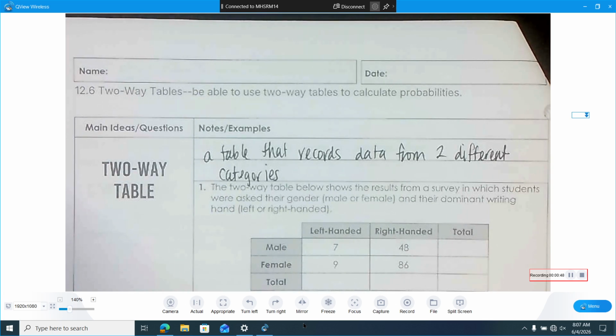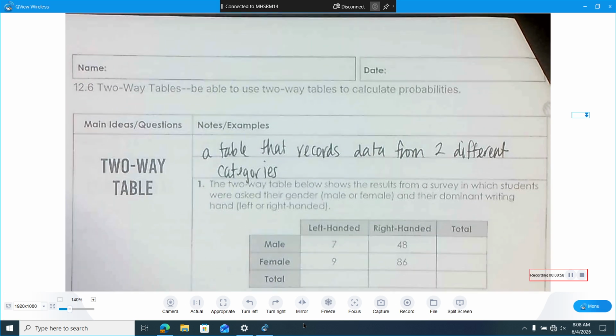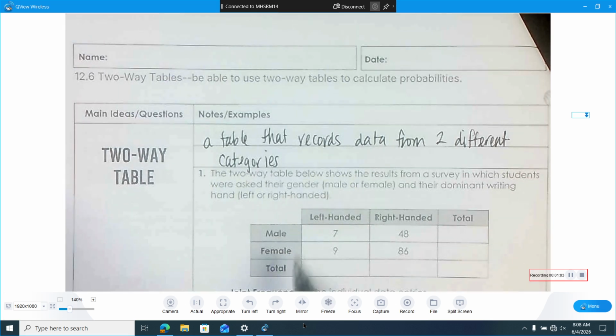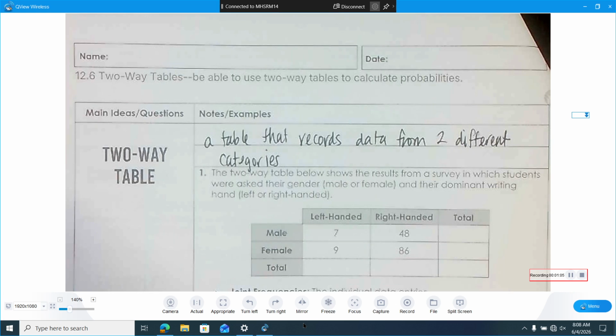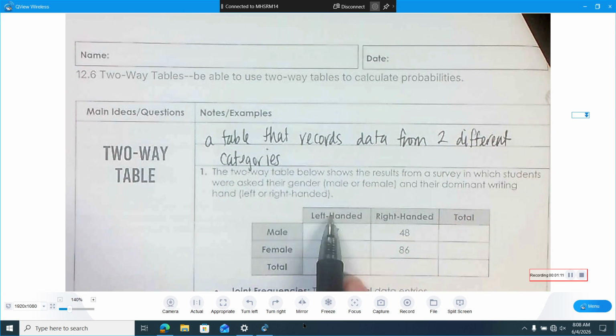And so here we have an example of a two-way table. This two-way table shows the results from a survey in which students were asked their gender and their dominant writing hand, left or right-handed. Those are the two categories, gender and what hand do you use. You notice that we have these male, female, left-handed, right-handed columns, and we have the wraparound total.